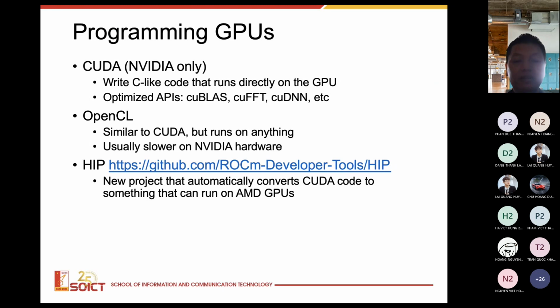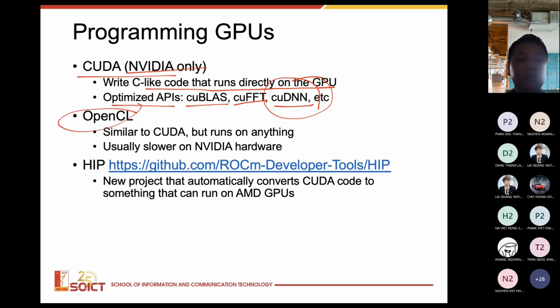Talking about the hardware, we should have the drivers associated with the hardware, right? For example, if we use an NVIDIA GPU, then we have the CUDA library that allows you to write C-like code that runs directly on the GPU, right? You have optimized APIs such as cuBLAS, cuFFT, and cuDNN. It is quite popular and is used by most of the popular deep learning frameworks nowadays.